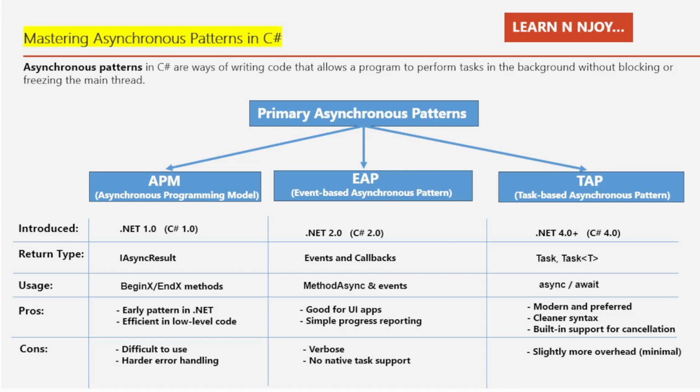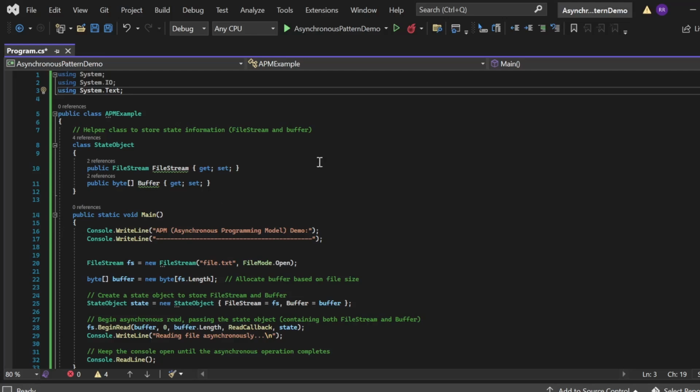Okay, so let's switch to Visual Studio and see all these things in action. Here we are on Visual Studio. Here we are going to see the demo of the Asynchronous Programming Model, which is nothing but the APM in C#. This is an older asynchronous pattern in .NET. We are going to use Begin and End methods for asynchronous operation. Specifically, our code will be reading the content of a file asynchronously using the FileStream class and the APM pattern.